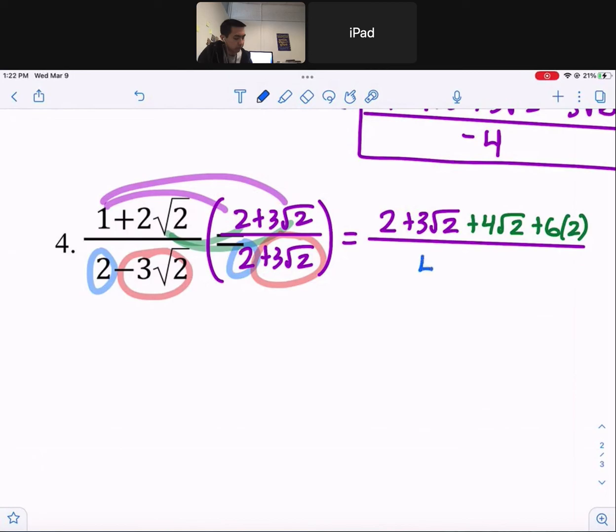The blues, 2 times 2 is 4. And for the reds, you guys, negative times a positive is a negative. And then 3 times the outside 3 is 9. Rad 2 times itself is just 2.